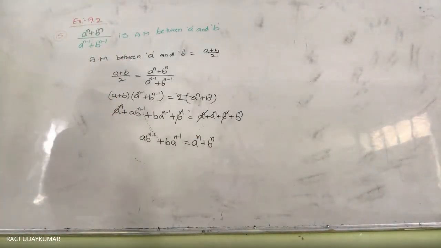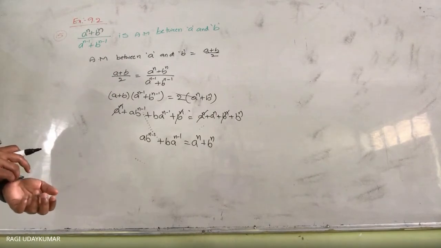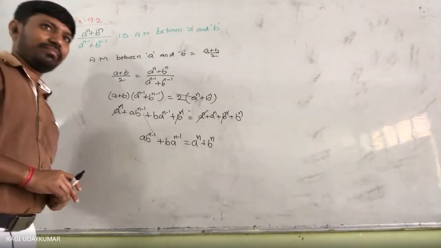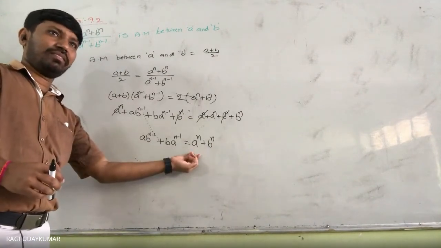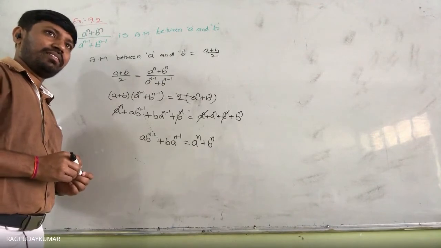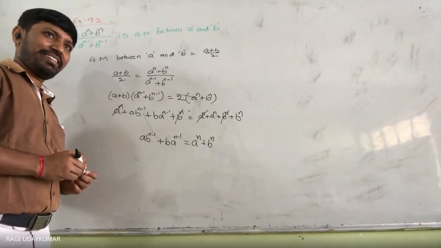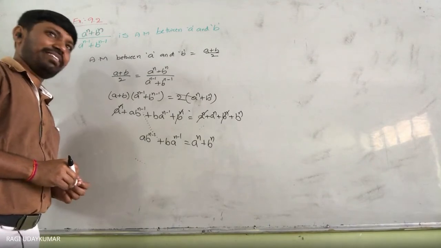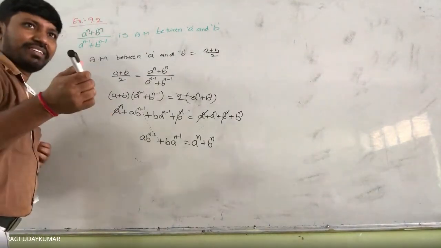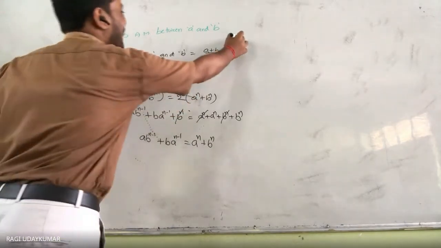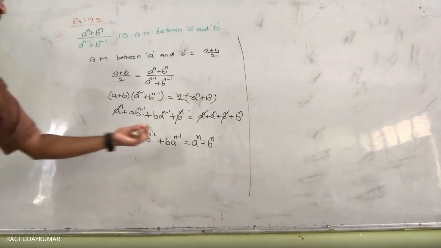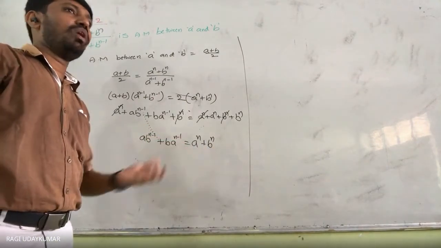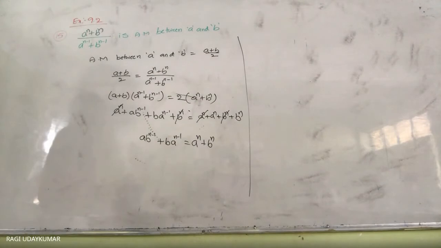What to do now? Can you do it? Okay. When you observe this, a^n plus b^n is there. What we need to find out here is the n value. For what value of n it is true is the question.